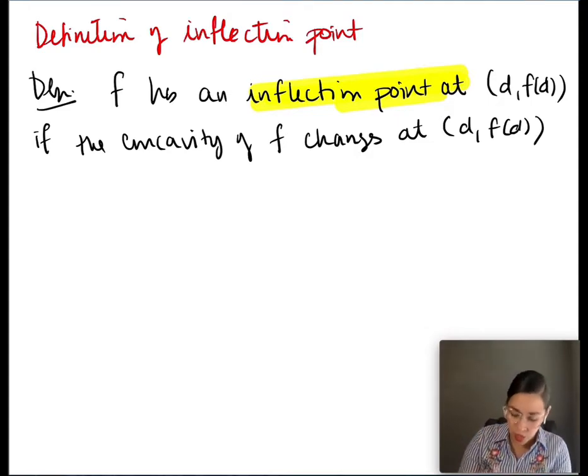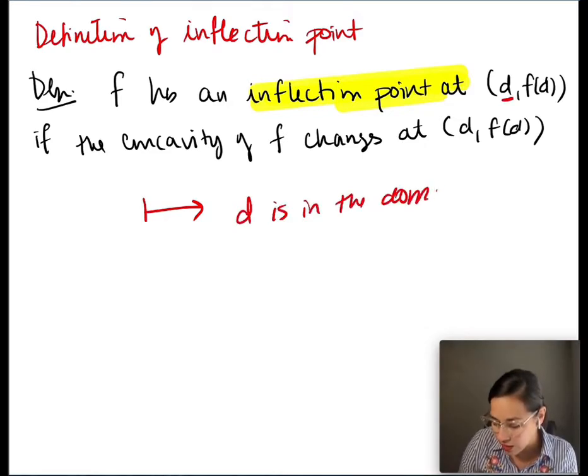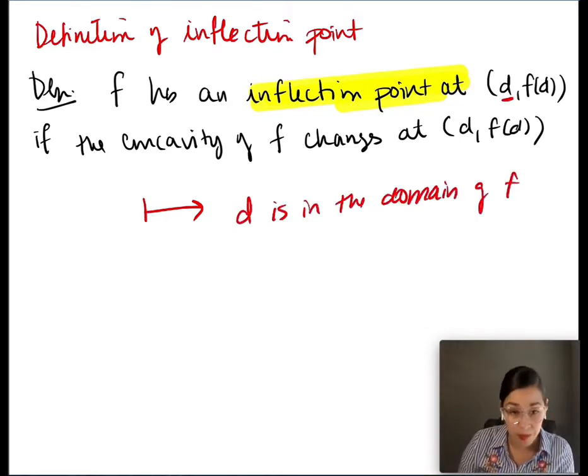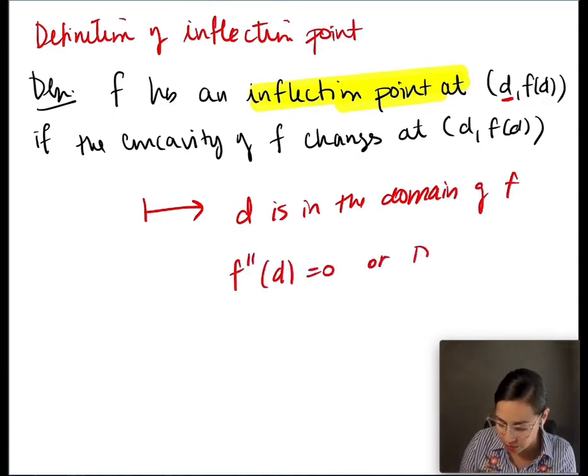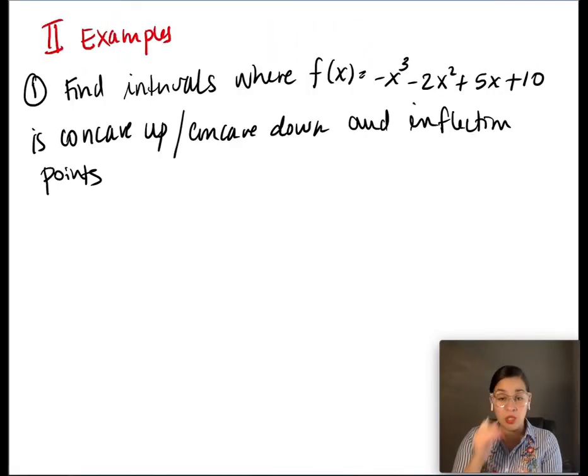I'm going to write it down. So what I'm saying is that now we know that this number d is in the domain of f, and on top of that, f double prime of d is equal to 0 or does not exist. Okay? Beautiful. So let's do an example, okay?